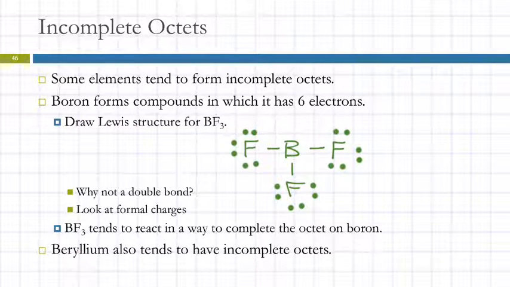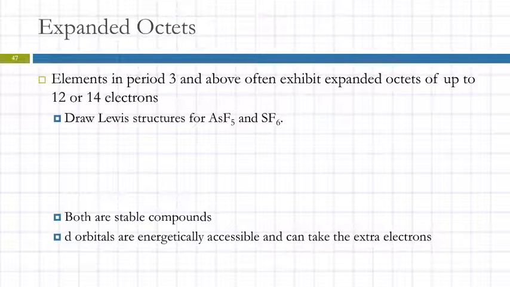So we've seen odd electrons, we've seen incomplete octets. We can also have extra big, expanded octets. The really little guys tended to have incomplete octets. The regular sized ones often have octets. And when you get to elements in period 3 and larger, they can have expanded octets, up to even 12 or 14 electrons instead of 8.